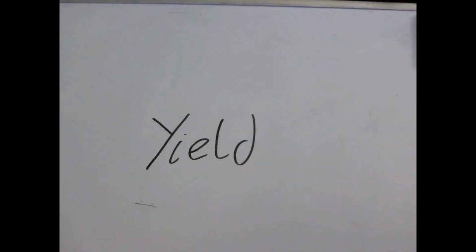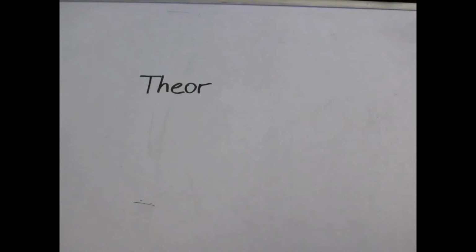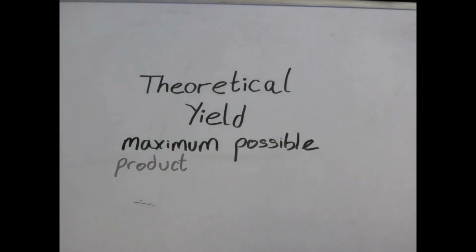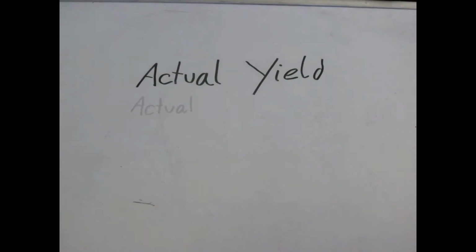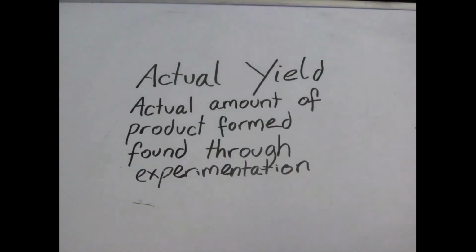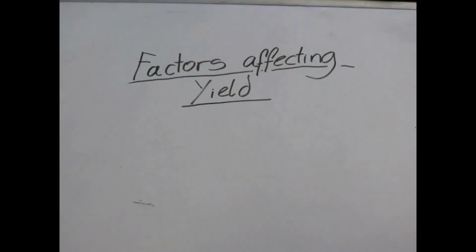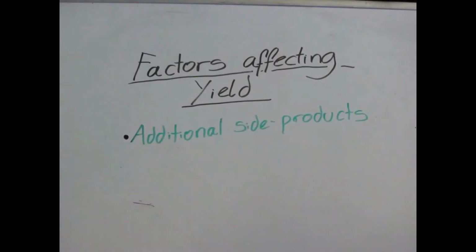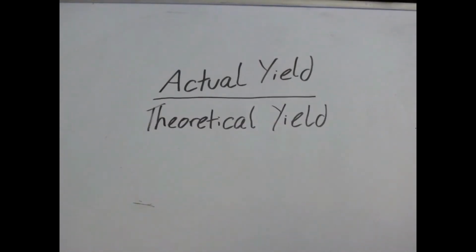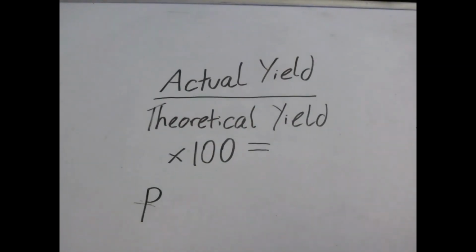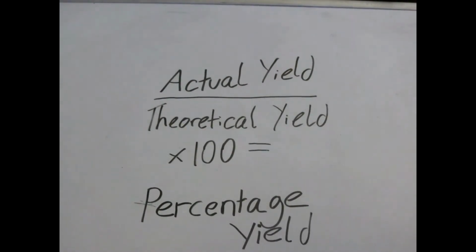Let's move on to yield. What is yield? Theoretical yield is the maximum possible product formed, assuming all reactants are fully converted. Actual yield is the actual amount of product formed found through experimentation. But there are several factors which might affect yield. This includes additional side products, impure product being formed, or the reaction not going to completion. Actual yield divided by the theoretical yield multiplied by 100 gives us the percentage yield. So we can see how economic our reaction is.